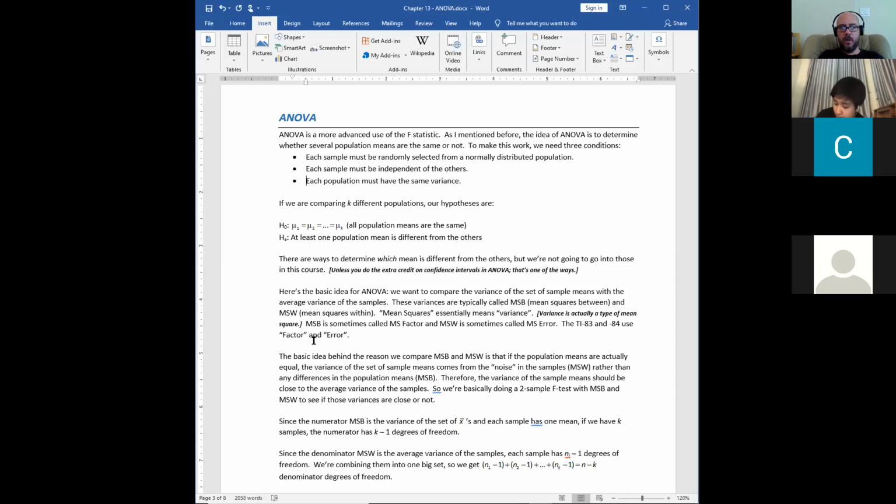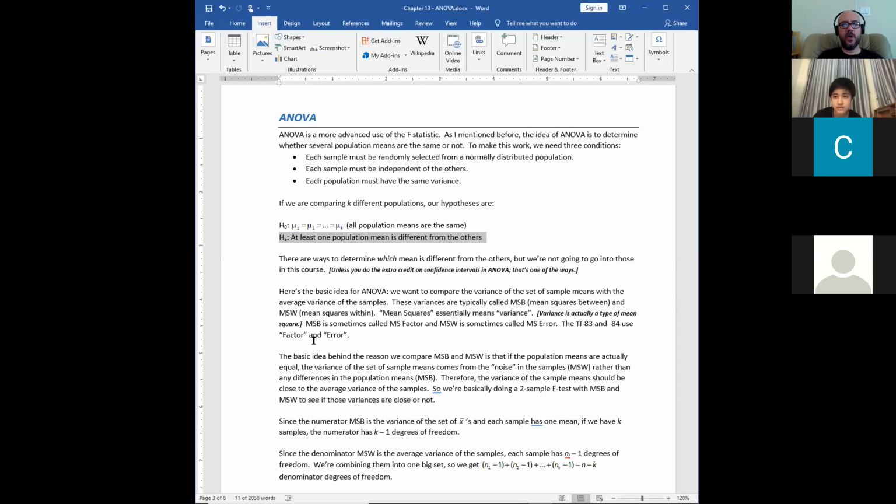Okay, so here is what the assumptions are. Assuming we have k different populations, for our example k is going to be 3. K is just how many populations there are. The null hypothesis always looks like this: all population means are the same. You can write it that way, or as mu1 equals mu2 equals up to mu k. The only thing the alternative hypothesis does is tell you that one population mean is different from the others. It does not tell you which one, and we're not going to really go into how to figure that out.